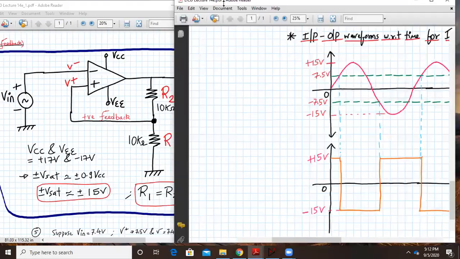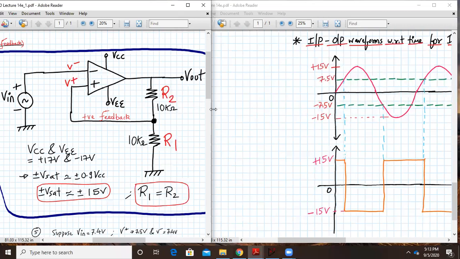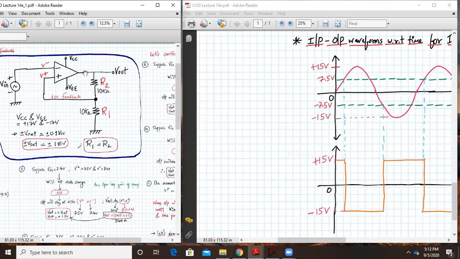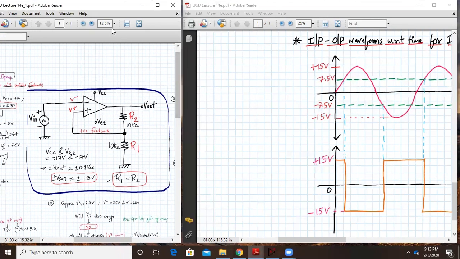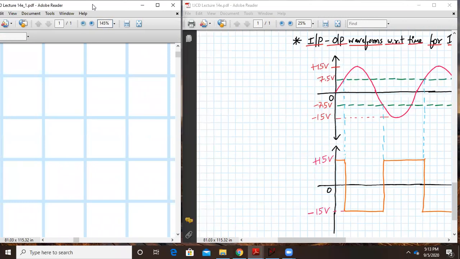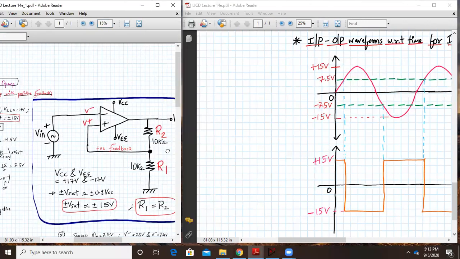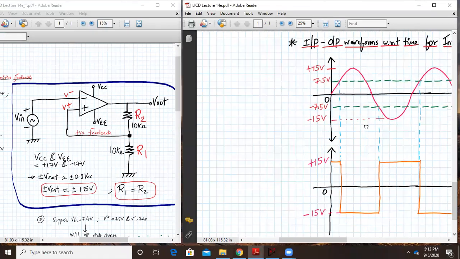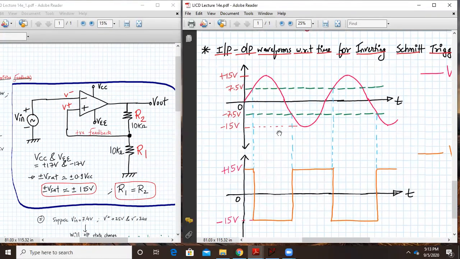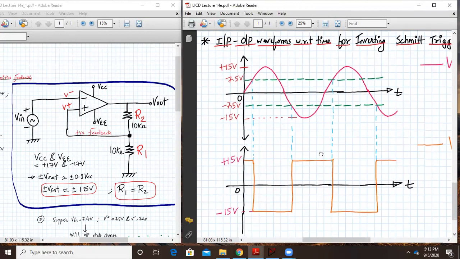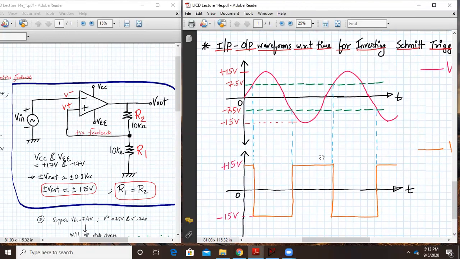Now let's get back to the working in terms of input-output waveforms. These are my input and output waveforms with respect to time for the inverting Schmitt trigger. Now it's very evident we can describe our working in this manner also. For the first case, when V in was 0, output is at plus 15. As soon as V in becomes greater than 7.5, output switches from plus 15 to minus 15. Yes, that's what we have observed while working with numbers.